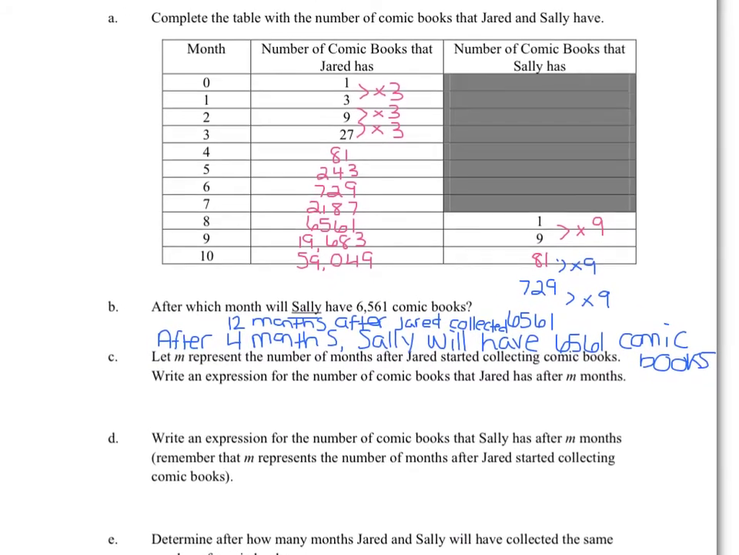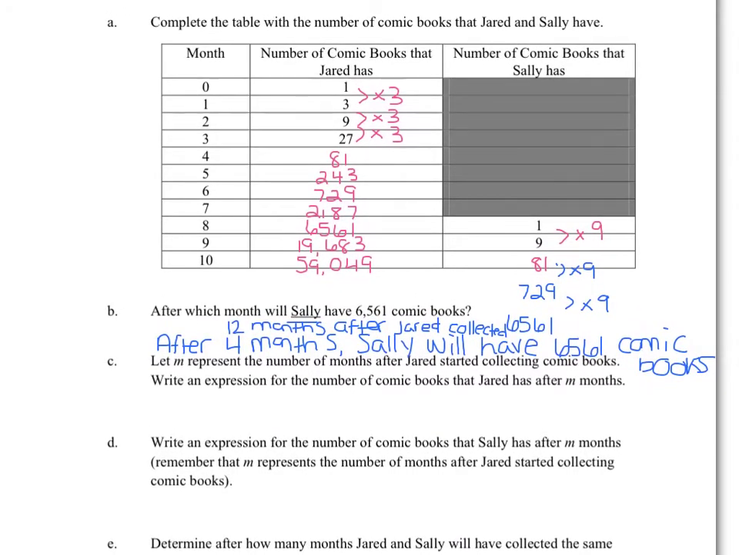The next question is let M represent the number of months after Jared started collecting comic books. So here M is 1, here M is 2, here M is 3, M is 4, etc. Write an expression for the number of comic books that Jared has after m months. Well, because we're multiplying by 3 every time, that's our rate of growth, and that is going to be our base. And we're going to put it to the exponent of m. So our expression is 3 to the power of m.